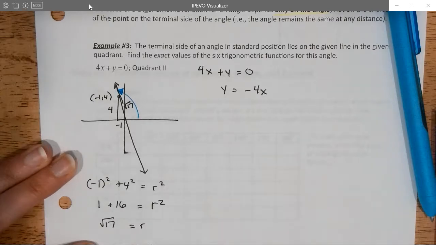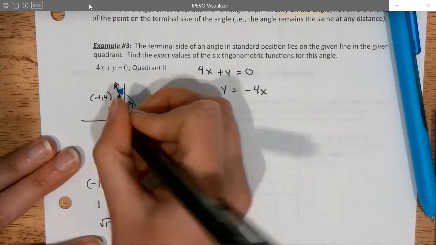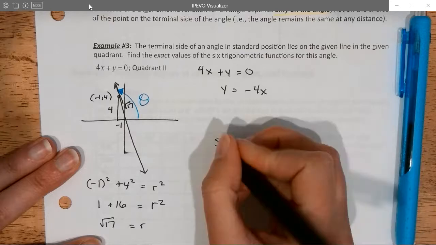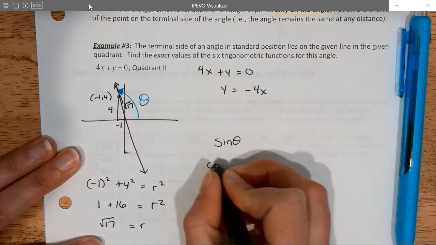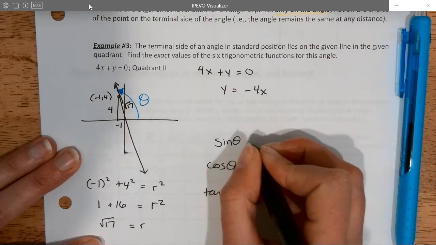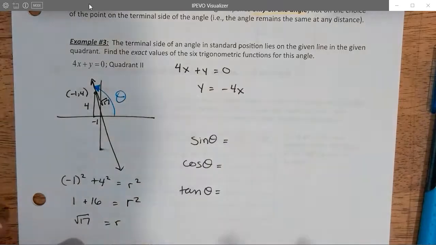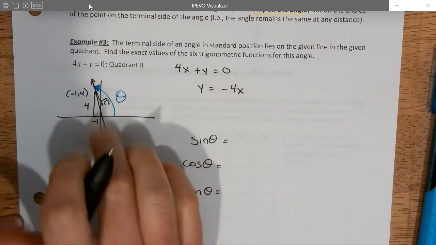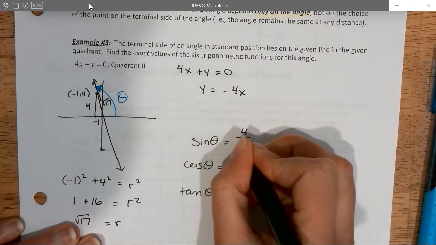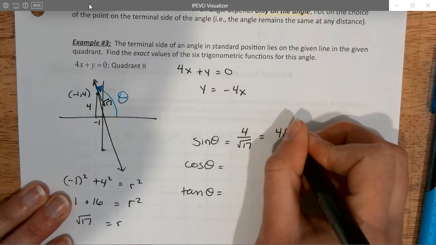So, find the exact values of all 6 trigonometric functions. So I haven't named the angle, so let's name it theta. So we talk about sine of theta, cosine of theta, tangent of theta, and then once we have the primary 3, we'll go into the reciprocal functions. First, sine of theta. Okay, so sine of theta is going to be opposite 4 over hypotenuse. So 4 over square root of 17, or if you rationalize, that's 4 square root of 17 over 17.